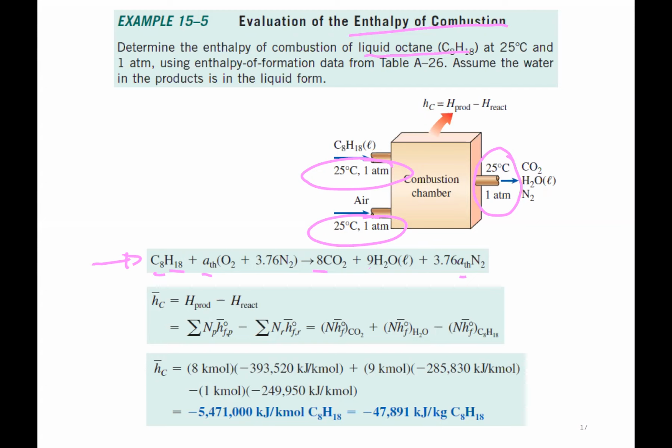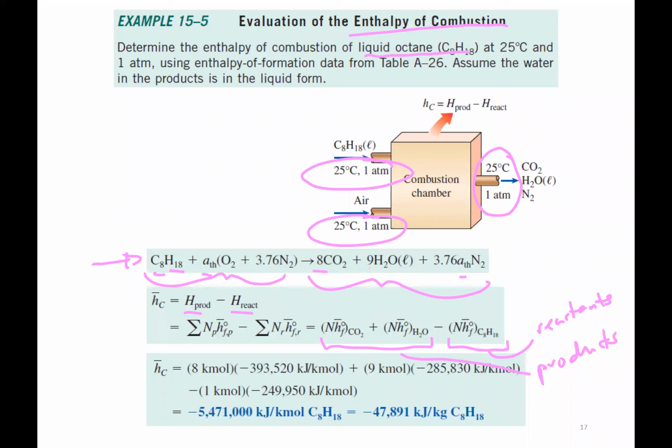You'll see. So enthalpy of combustion is just the enthalpy of the products minus the reactants. The products are all these: CO2, water, nitrogen. They're not showing the nitrogen, and I'll get to that in a second. And then on the reactants we have our octane, oxygen, and nitrogen, but we're only showing the fuel. So this is our reactants, and this is our products.